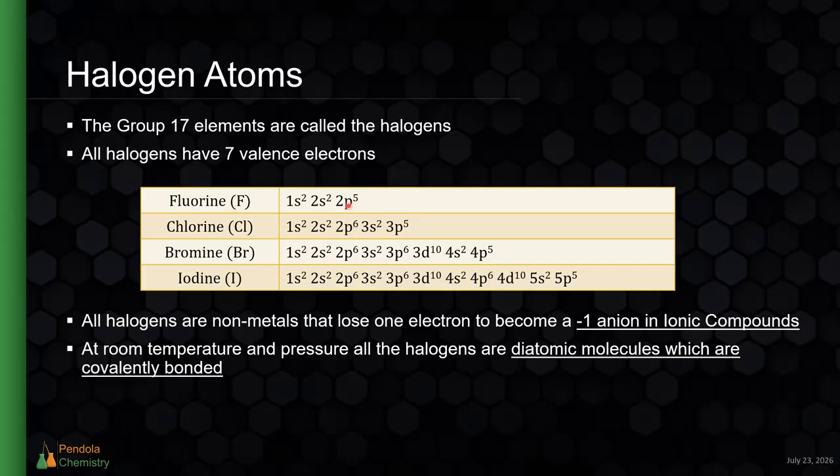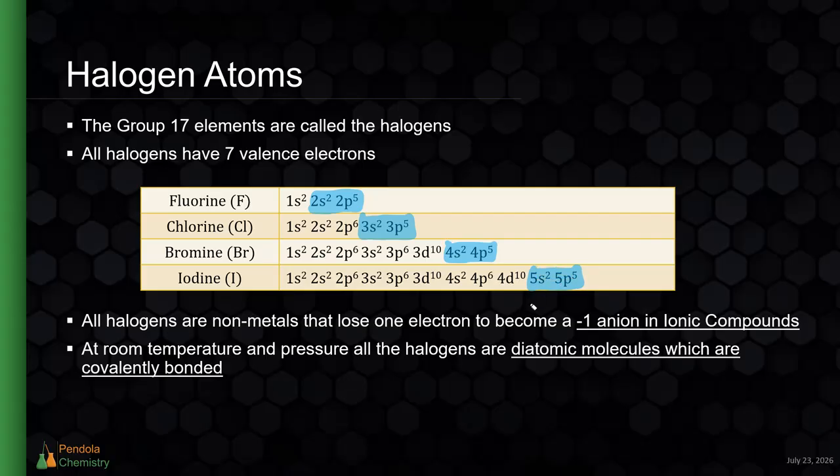So fluorine has 7 valence electrons in energy level 2, which we can see here. Let me use a different color here. So we can see here how fluorine has 7 valence electrons in energy level 2, which is its valence shell. Chlorine has 7 valence electrons in its third energy level, which is its valence shell. Bromine has 7 valence electrons in the fourth energy level, which is its valence shell. And then finally, iodine has 7 valence electrons in its fifth energy level.